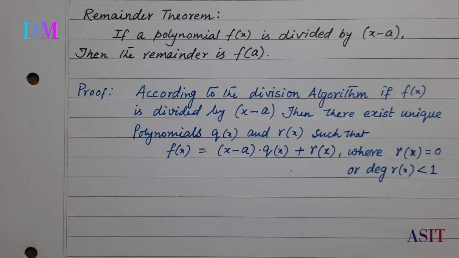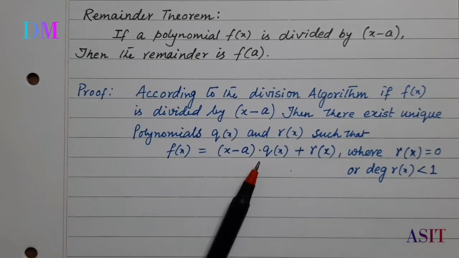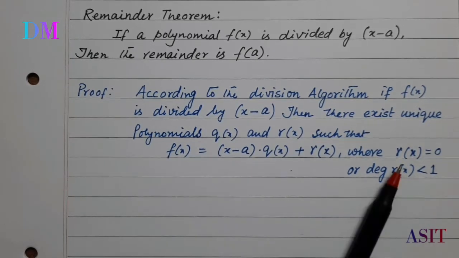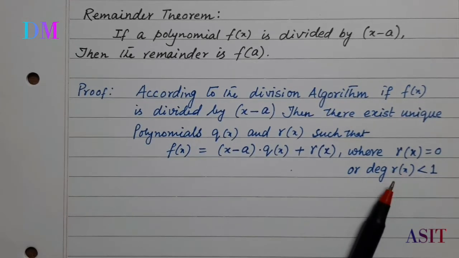Now according to the division algorithm, if f(x) is divided by x minus a, then there exist unique polynomials q(x) and r(x) such that f(x) equals (x minus a) into q(x) plus r(x), where r(x) can be a zero polynomial or the degree of r(x) must be less than 1.